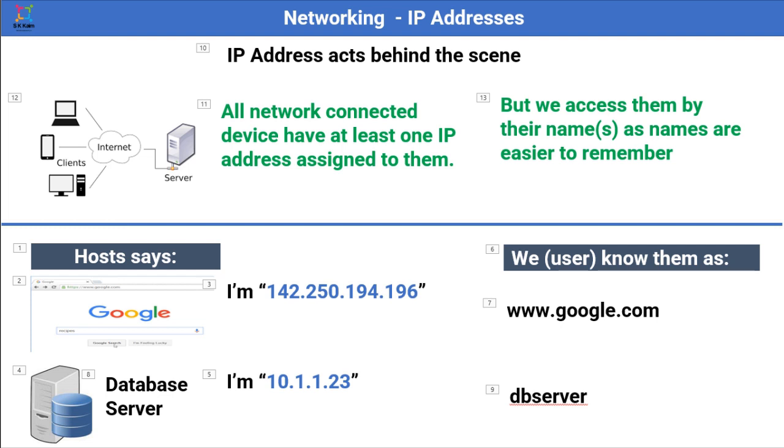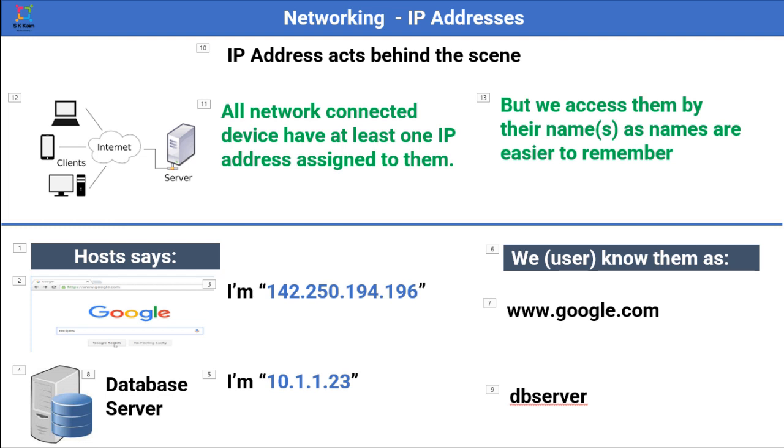Similarly, in my network, I access a server, which is a database server. That server also has an IP address assigned to it within that network. And as a user, I access that server as well by its name. So we are seeing that the IP address acts behind the scenes. Every host running on the internet or in a network has a unique IP address assigned to it within that network. Without that IP address, the host or the system cannot connect or communicate with other systems in that network.